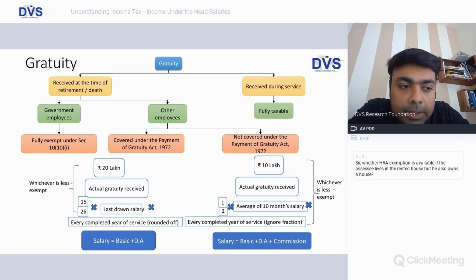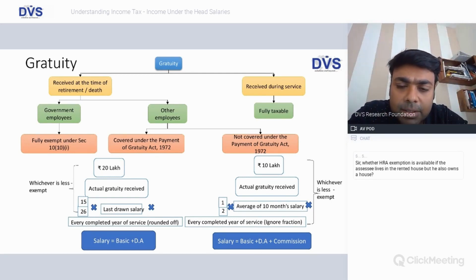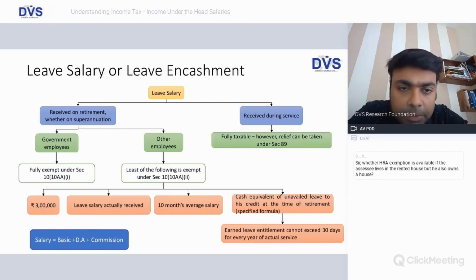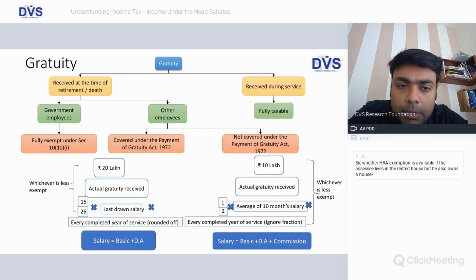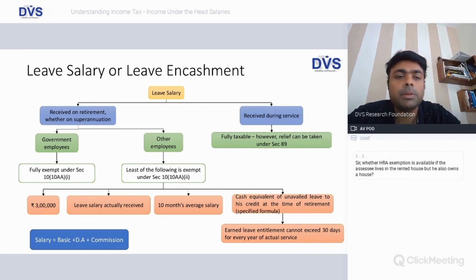And when we say salary, it is not the last drawn salary, it is the average of the last 10 months salary. For each completed year, you will ignore the fraction. So if it is 16 years and 8 months, you will still take it as 16 and not 17. Definition is basic plus DA or commission, and whichever is the least of the three will be eligible for exemption in both these cases. And when it comes to gratuity received during service, it is fully taxable. So all the exemption criteria will apply only when it is received at the time of death or retirement. Even for government employees, gratuity during service will be fully taxable.